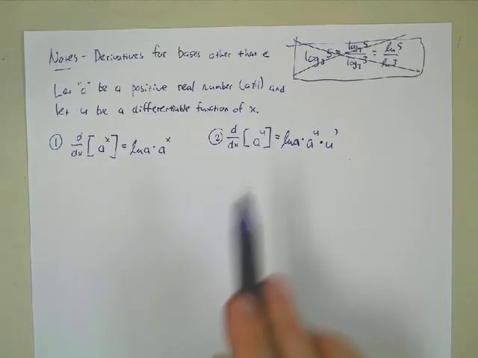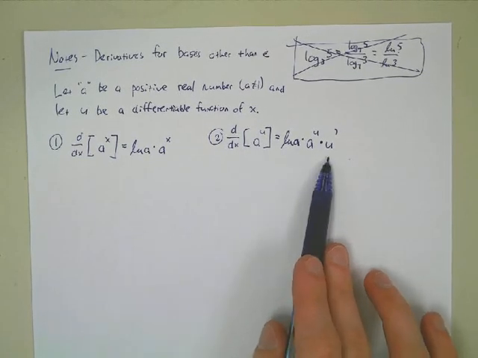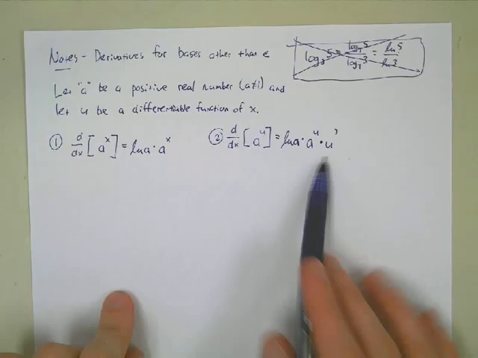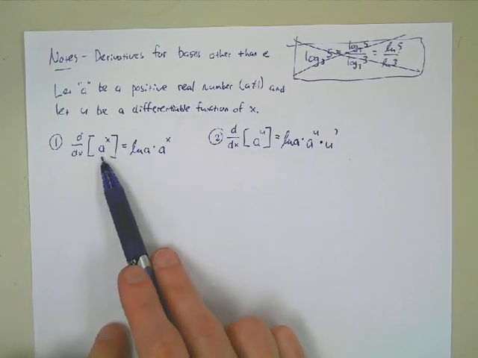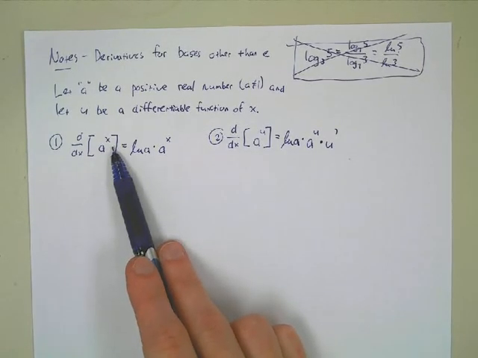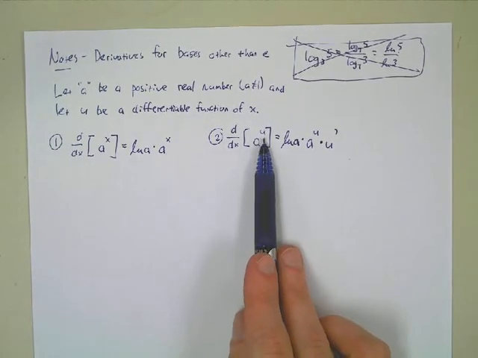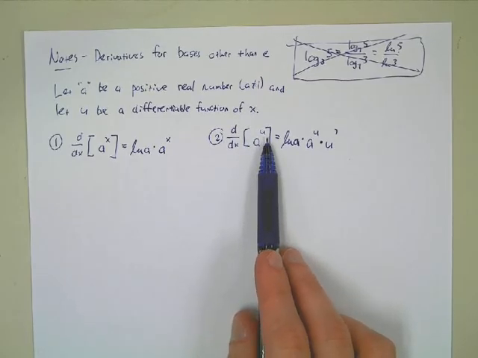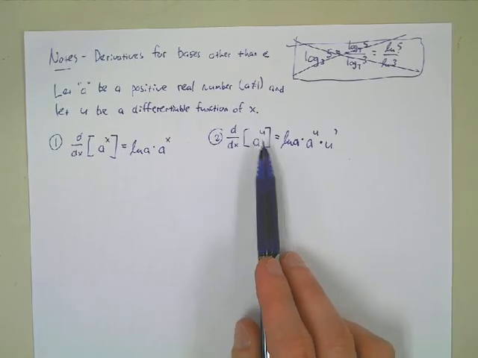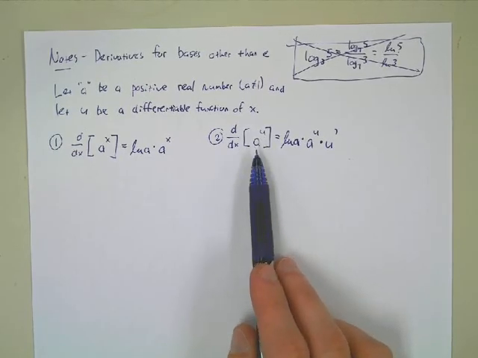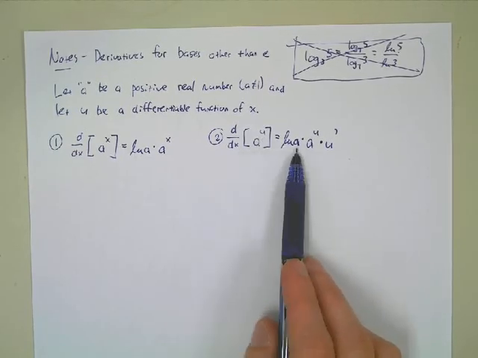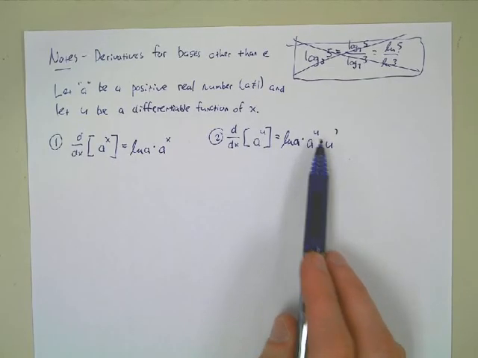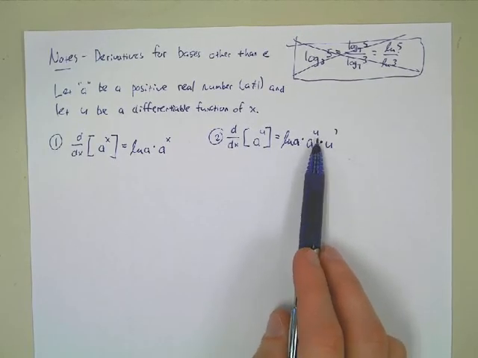Question? Why do I have this one written like this? Because here, this is just a to the x, just plain old x. Here, u is a differentiable function, so u could be cosine x. u could be x squared. It could be x squared plus 1. So the derivative of a to the x squared plus 1 is natural log of a times a to the x squared plus 1 times the derivative of what's inside. So what's inside here is the thing that's up in the power.